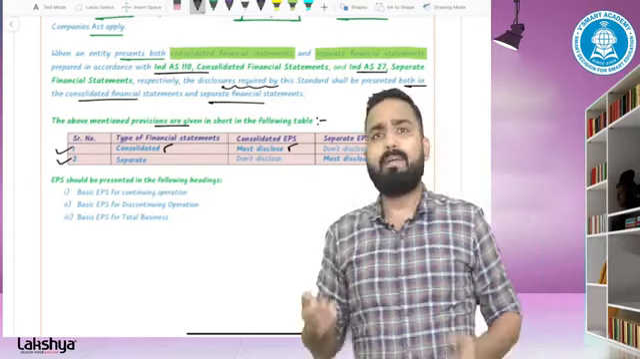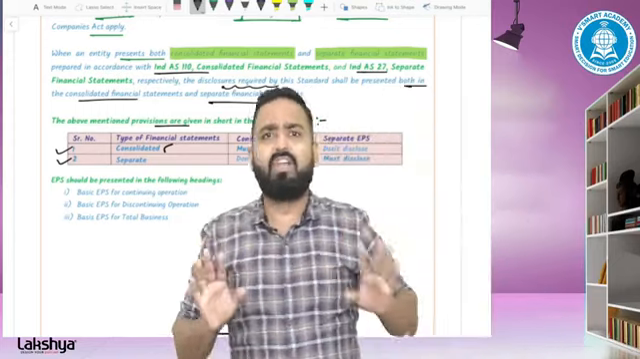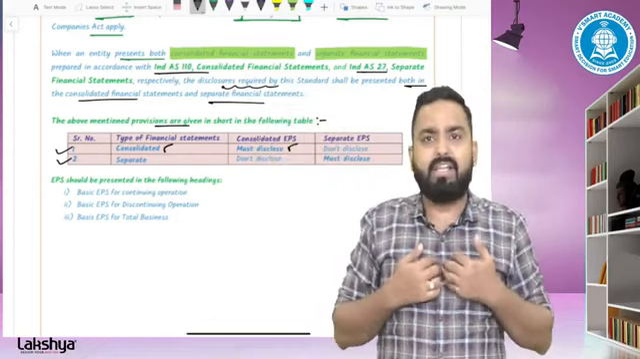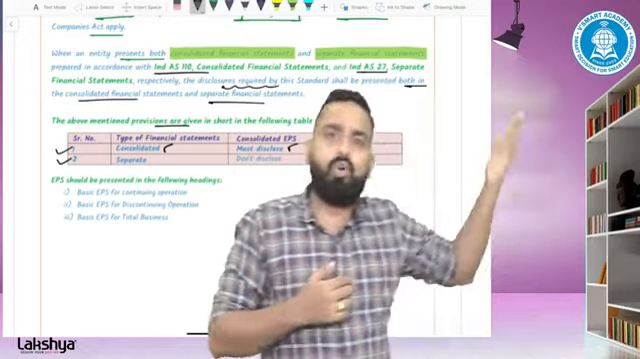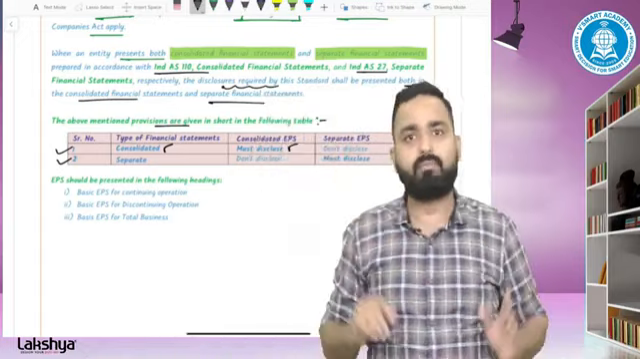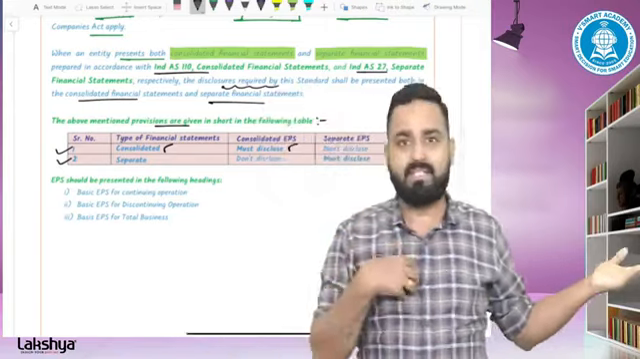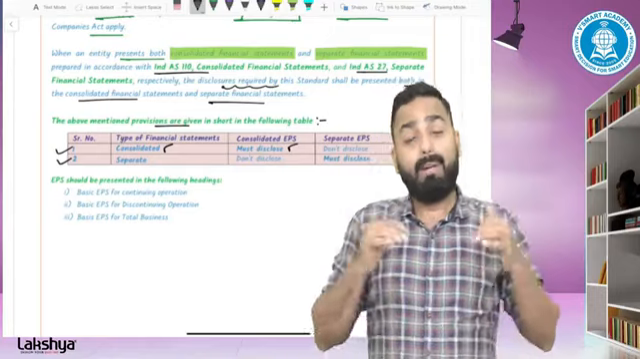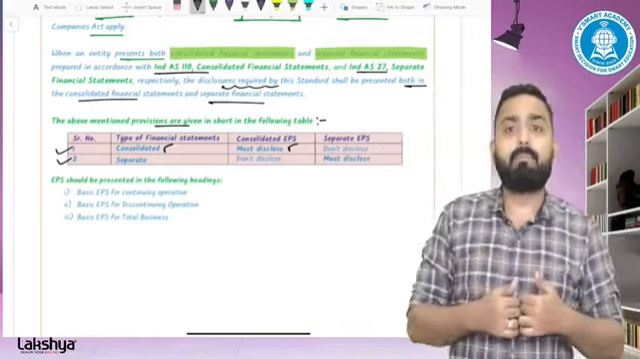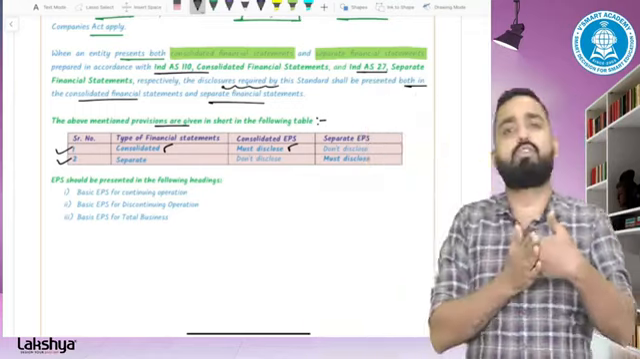If I am preparing separate financial statements, I will prepare a profit and loss statement also. Whatever profit I am generating, that profit is for my shareholders, from our business. But suppose we have a subsidiary also, and now we are preparing consolidated financial statements considering the subsidiary's business also.